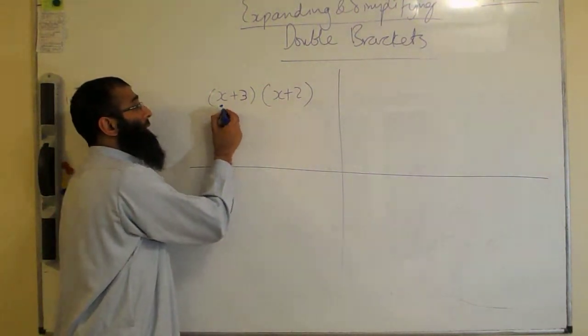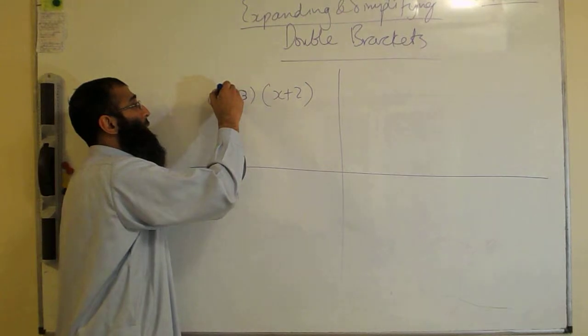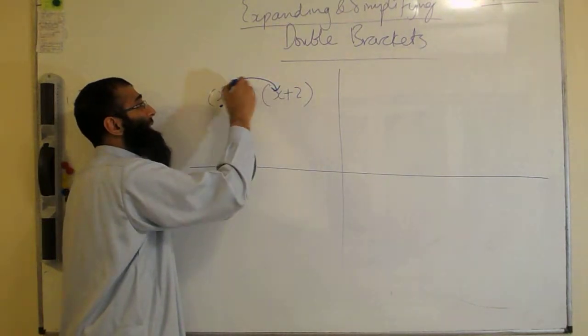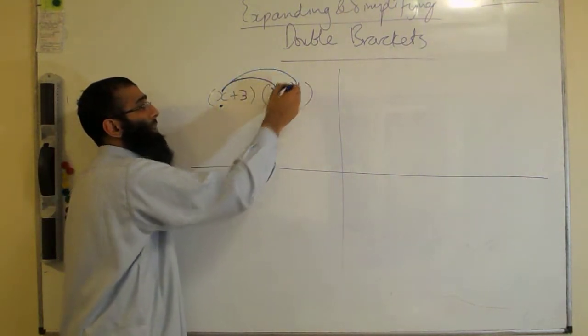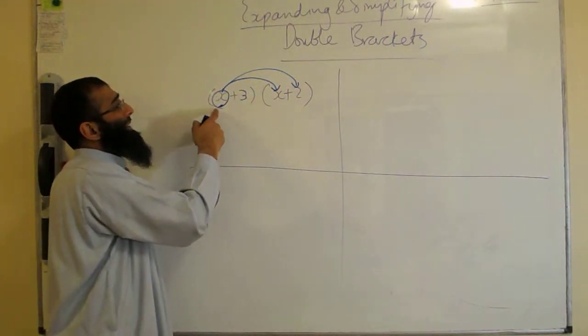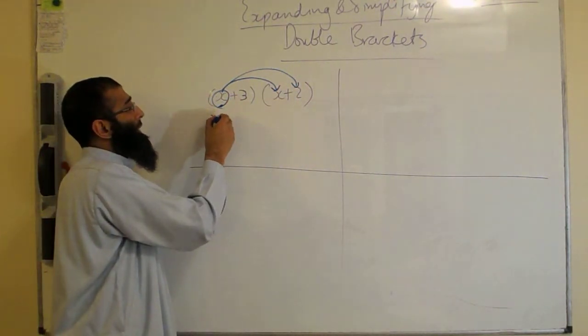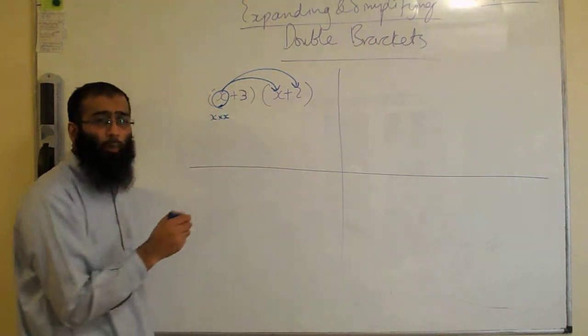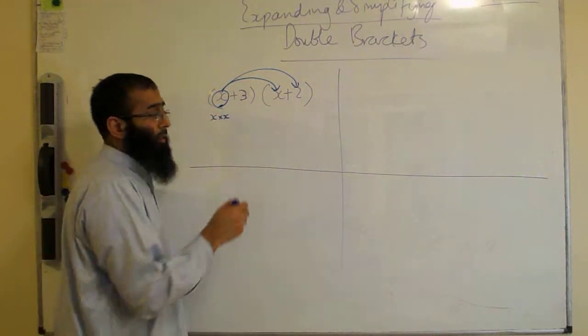So we're going to start at the x. We need to multiply this x by everything in the second bracket. Let's just do one bit at a time. What we've got here is x times by x. That's what we're actually working out. And x times by x is x squared.